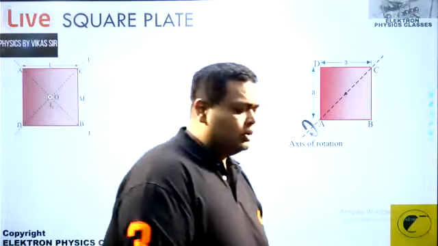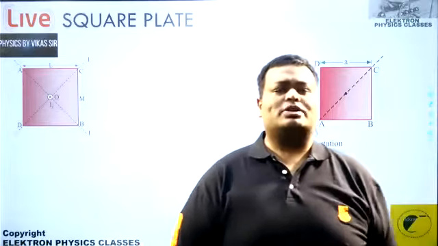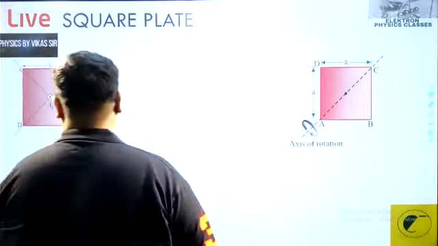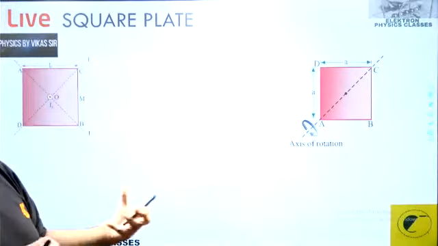Where to use it? I will be using this in a square distribution and a rectangular distribution. So I have a square distribution with me, of mass m and length L. Each side is equal to L, or in this case it is A.